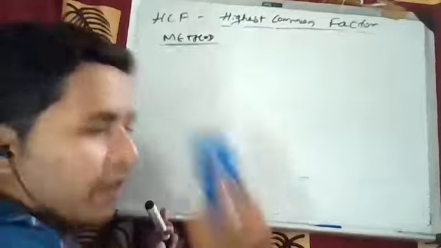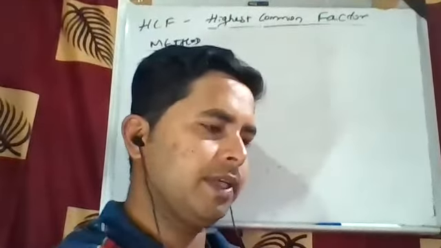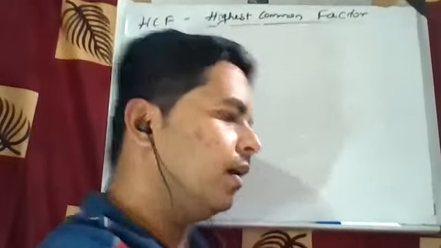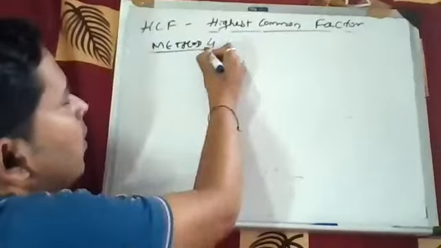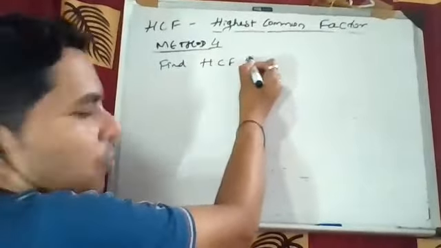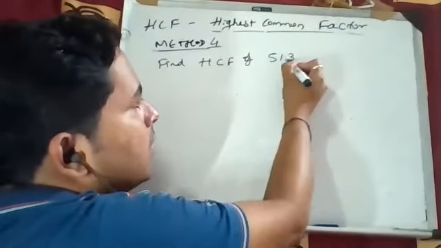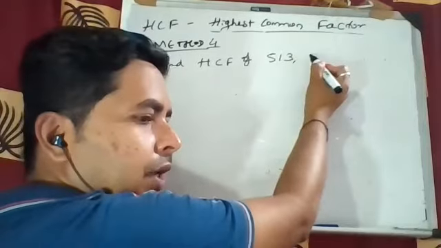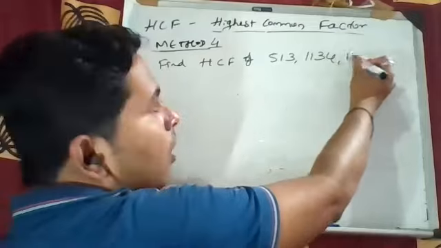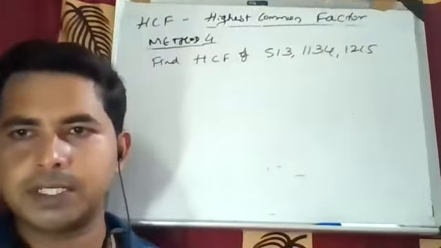Now we'll see one more type. We'll see one more type that is given in the, actually it is a textbook method. That is, they'll give find the HCF of the same question. I'll take 513, 1134 and 1215. This will be little lengthier. You can select whichever is comfortable.